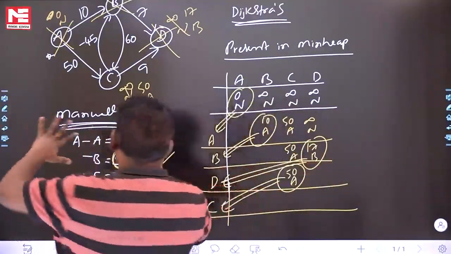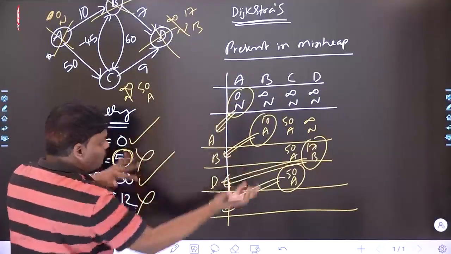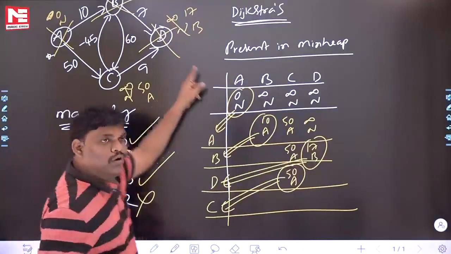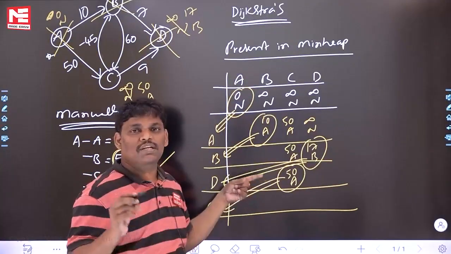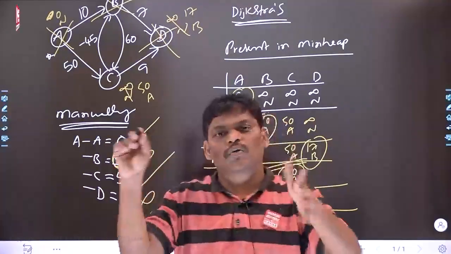Don't do manual checking also. If you do manual checking, it will take a lot of time. So the best idea is, don't do manual checking. Just do only Dijkstra's. Listen, just do only Dijkstra's. Whatever Dijkstra's says, follow like that, right?